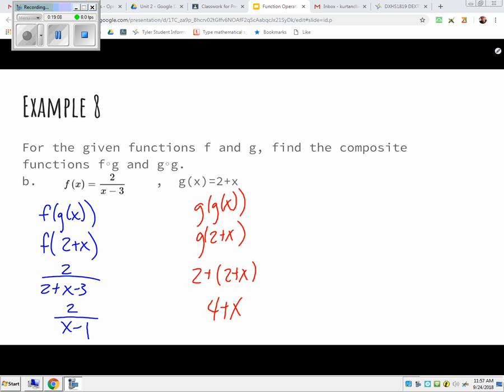A little bit of trickery on this one, not too bad because we didn't work it the other way, but those are the answers I got. This g of g of x, I'm just plugging a function back into itself. Looks kind of weird, but I assure you it does work the same way we've worked the previous problems.